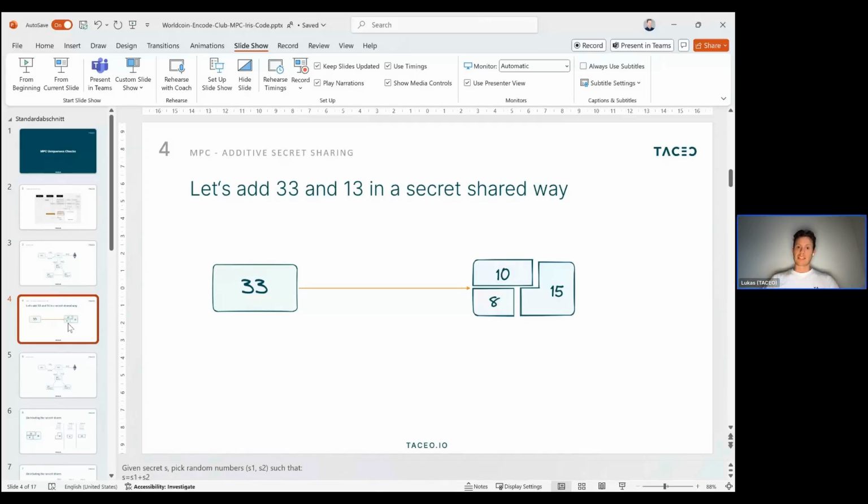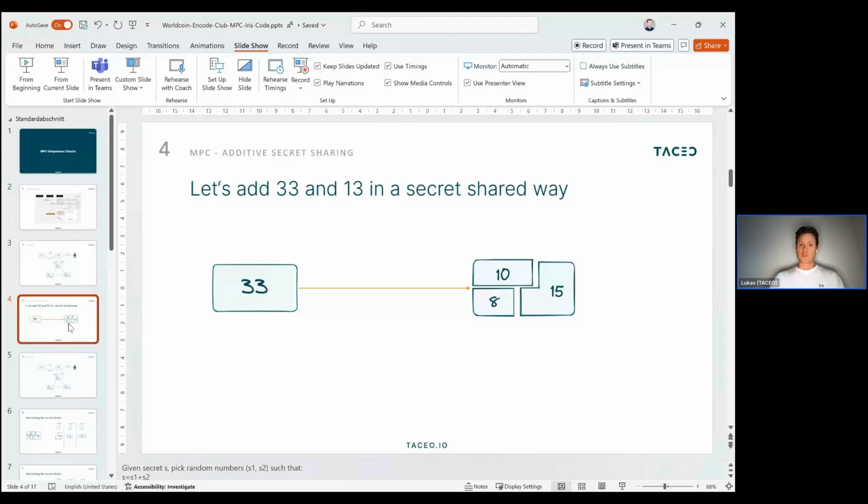Let's back up. If you want to compute something, it was shown very early on that it is enough to compute a function if you have additions and multiplications. If you can arbitrarily stick them together, you can compute any program that is out there or any new programs. So if we manage to do these two building blocks, multiplication and addition, we know that we can do any program. That's why we focus on these very simple primitives. And here, as an example, we want to add two numbers, 33 and 13, in a secret shared way. So how does this work?